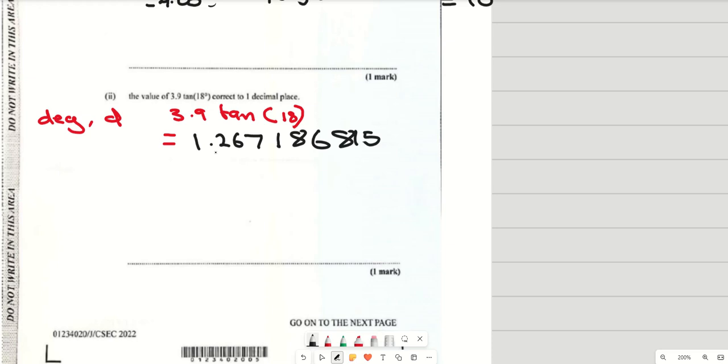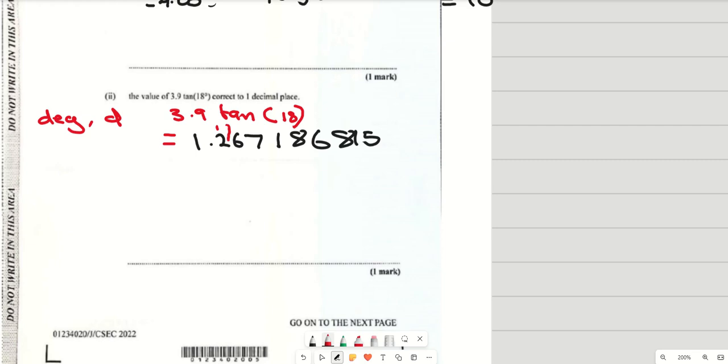Then this is exactly what you're going to put: 3.9, press the tan button, open bracket, 18, you don't need to put 18 degrees, just 18, close bracket, and then press equal. When you put this in your calculator, you're going to get the answer of 1.267186815. They said to 1 decimal place, that means 1 digit after the decimal point, that's 1.